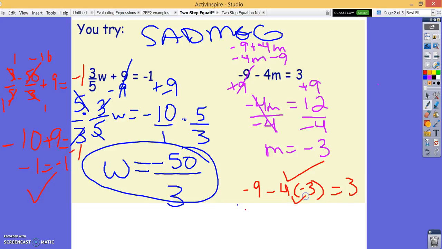Let's go ahead and try it. Negative 9 minus 3 times negative 3, which is negative 12. And we would do a leave change opposite, and in fact, we do find out that it works. Okay, on to our next couple of problems.